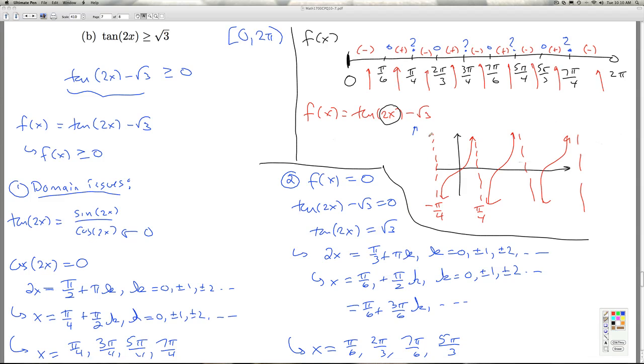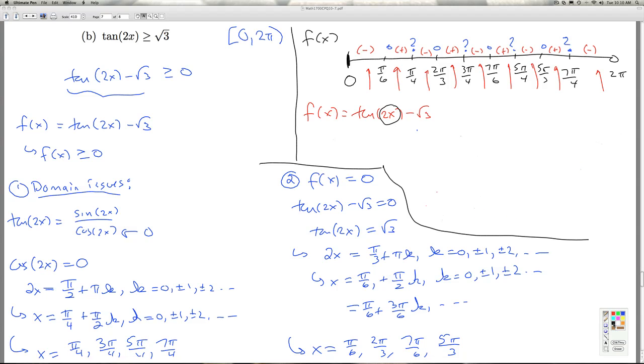So what's my final answer? So you go back to the original inequality, and I want to know where the tangent of 2x is greater than or equal to the square root of 3. That's equivalent to the tangent of 2x minus the square root of 3 is bigger than or equal to 0. So for my final answer, I need to know where the f of x is bigger than or equal to 0. And so where's that going to be?